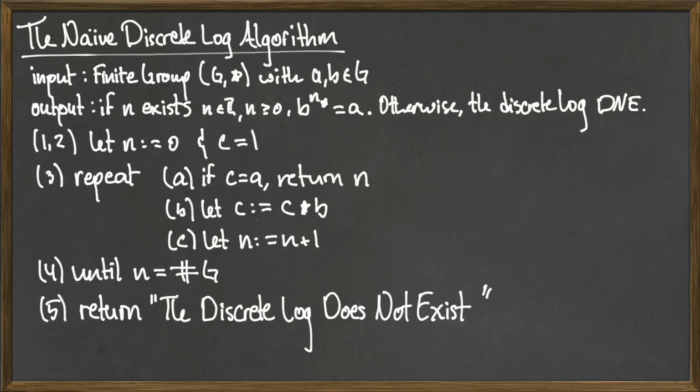The second step of the loop is to redefine the variable c and assign it the value of c star b. The third step is to redefine the variable n and assign it the value of n plus 1. We continue to repeat these steps until n is equal to the cardinality of the group G. Recall that the cardinality of a group G is equal to the number of elements contained in G. If n is equal to the cardinality of the group G and we have still not returned a value of n, then the discrete logarithm does not exist and we return this statement.